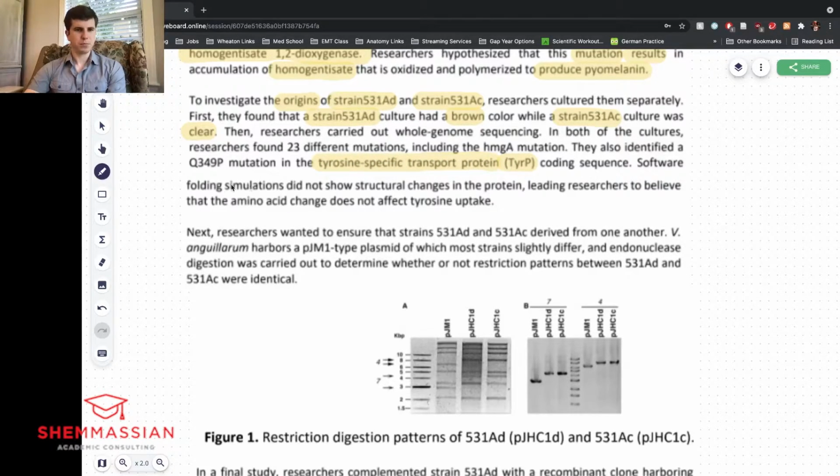TYRP. Software folding simulations did not show structural changes in the protein. Okay, so this mutation didn't cause structural changes, leading researchers to believe that the amino acid change does not affect tyrosine uptake. So this whole thing and the software that they used is suggesting that there's no change. I'm going to go back to this mutation because this whole end part's about this mutation. The mutation in this sequence does not affect anything. That's what the passage is telling me there.